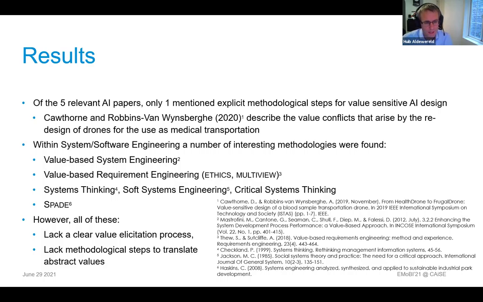So all of these, in a sense, allow for the softer side of system engineering and the inclusion of social or moral values. But as I mentioned, either the framework itself focuses on economic value and doesn't detail how to broaden that towards more social values like trust, non-discrimination, fairness, etc. And in that sense, all of these also lack the methodological steps that they require to translate the moral values towards particular elements that can be used in the design process.